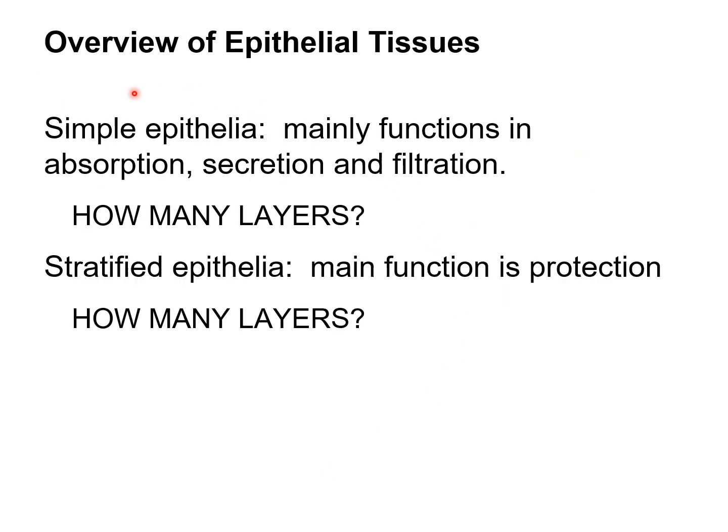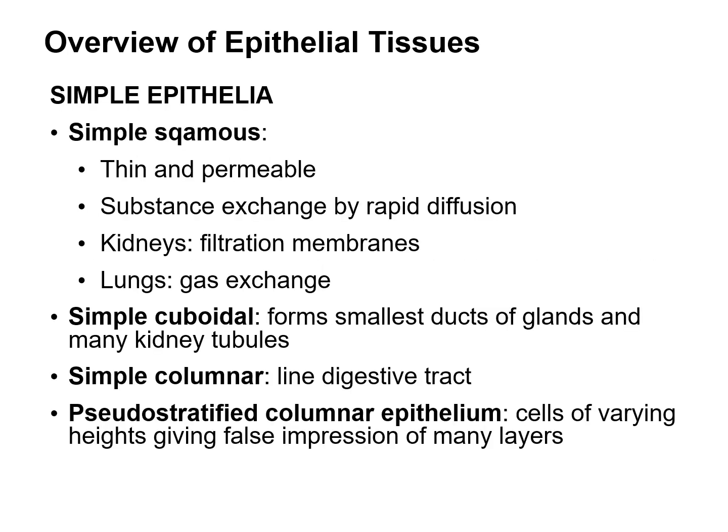When epithelial tissue is simple, the functions would be absorption, secretion, and filtration. Because we want material to pass through, it's good to have only one layer of cells to do that. When epithelia is stratified or layered, the main function is protection. That's why there are so many layers of cells, to protect the underlying tissue. In the next video, we're going to start with simple epithelia, which consists of simple squamous, simple cuboidal, simple columnar, and a special case, pseudostratified columnar epithelium. And we're going to go through all their characteristics while looking at pictures in the next video.